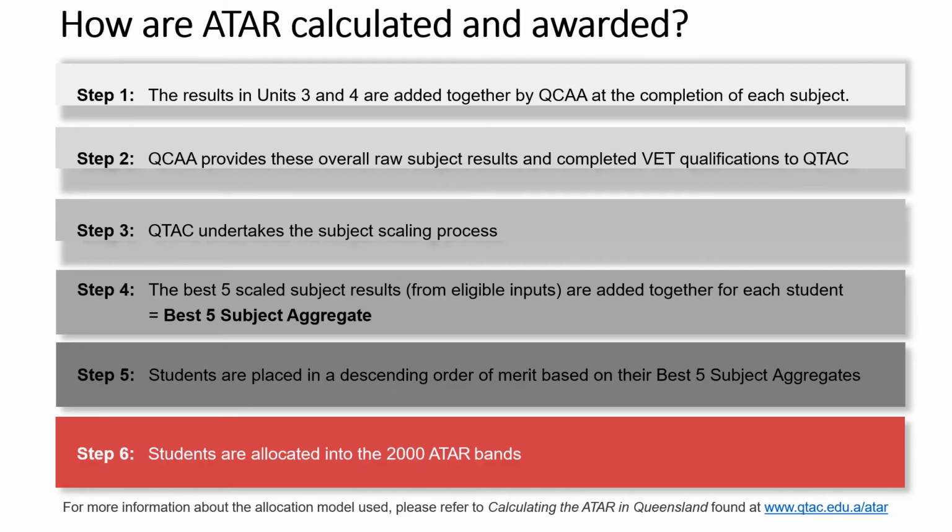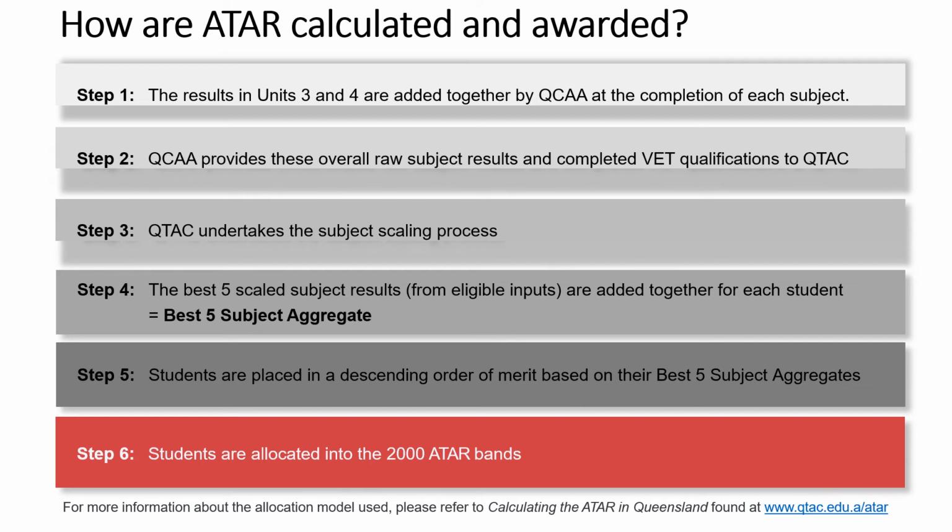So how are ATARs calculated and awarded? First, the results in Units 3 and 4 are added together by QCAA at the completion of each subject. QCAA provides these overall raw subject results and completed VET qualifications to QTAC. QTAC undertakes a subject scaling process. The best 5 scaled subject results from eligible inputs are added together for each student. So the best 5 subject aggregates.